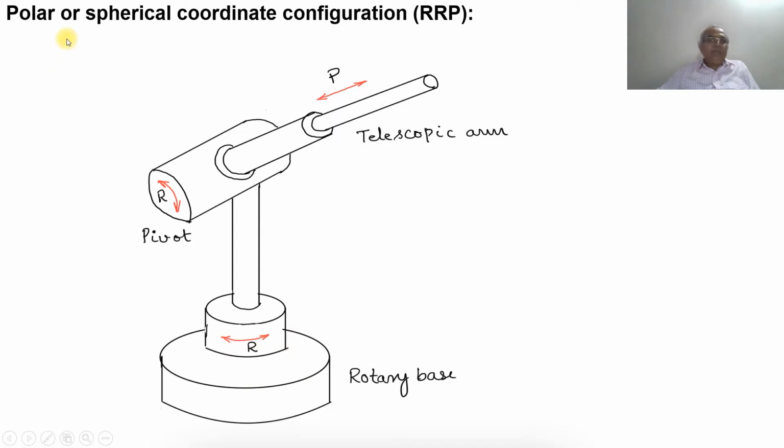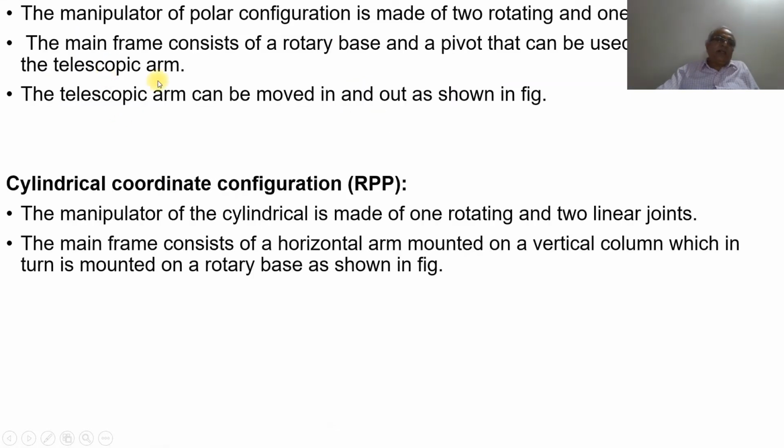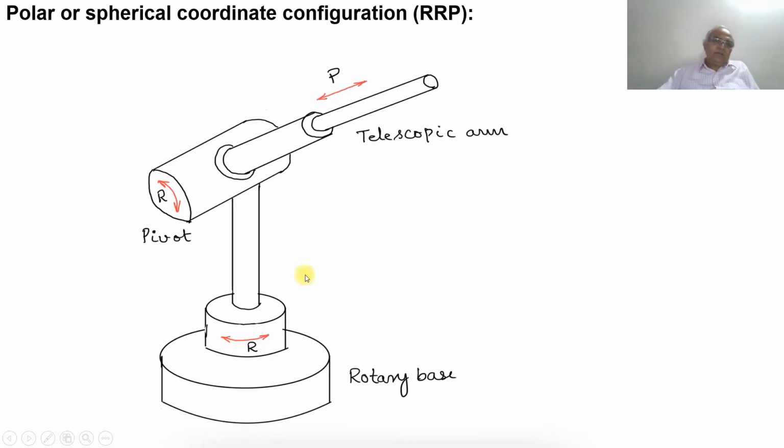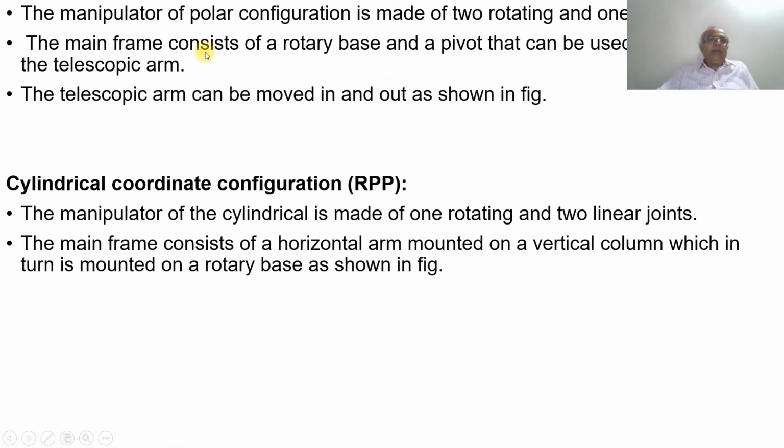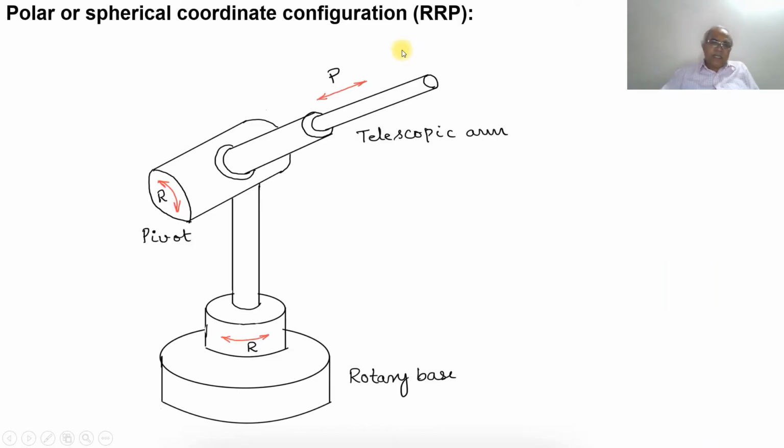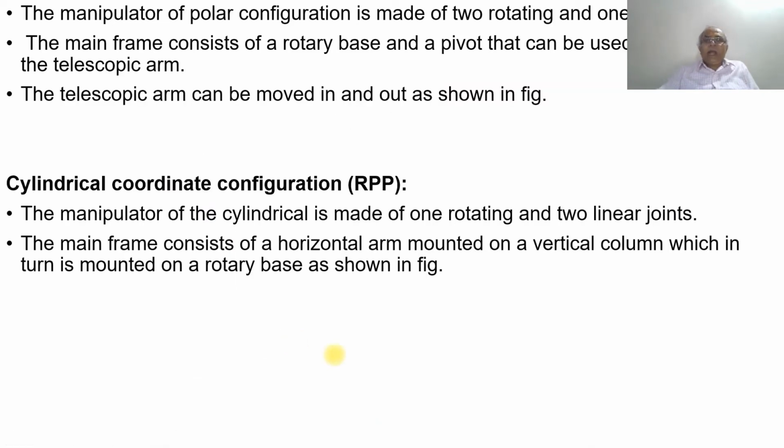So what is the meaning of this spherical coordinate configuration? The manipulator of polar configuration is made of two rotating and one linear joint. So you have two rotary joints and one linear joint. The main frame consists of a rotary base, which is rotary, and a pivot that can be used to raise or lower the telescopic arm.